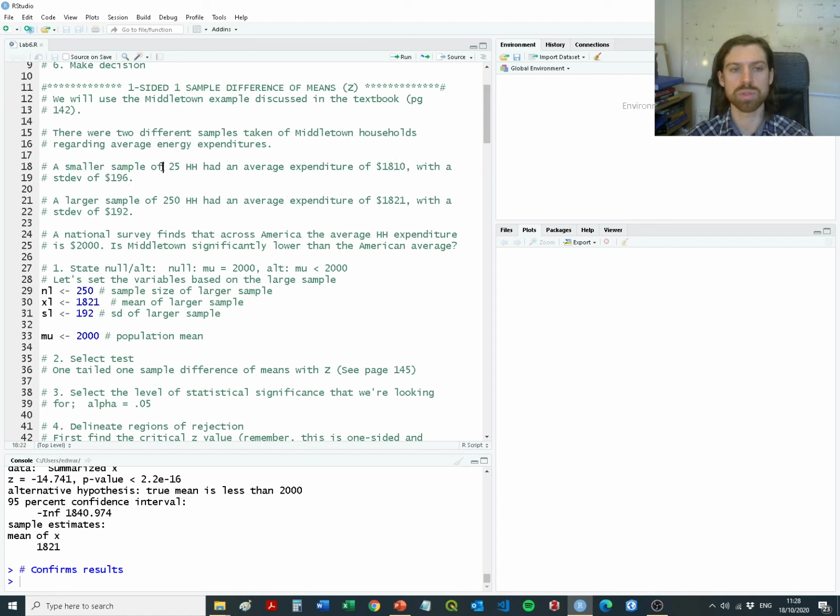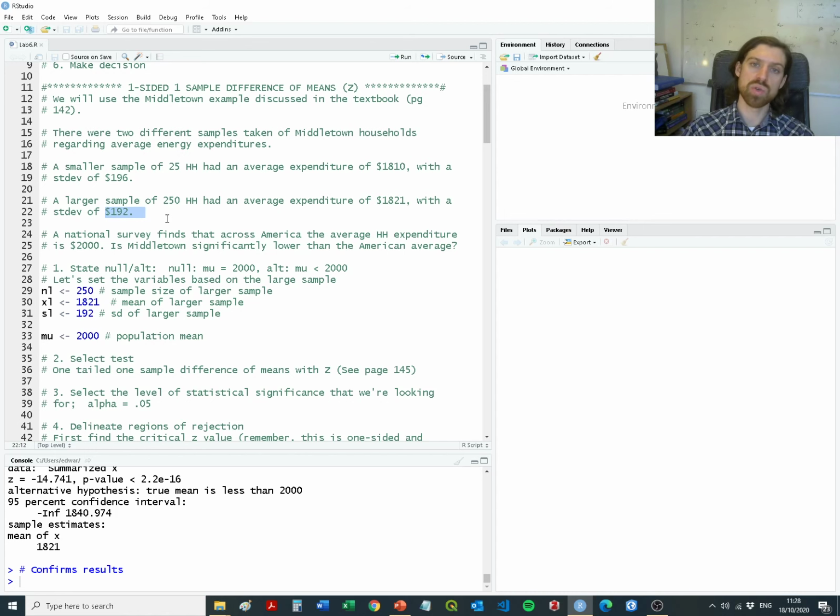So the smaller sample has 25 households, and it had an average expenditure of $1,810, and it had a standard deviation of $196. We then also have a larger sample of 250 households, and they had an average expenditure of $1,821 with a standard deviation of $192.